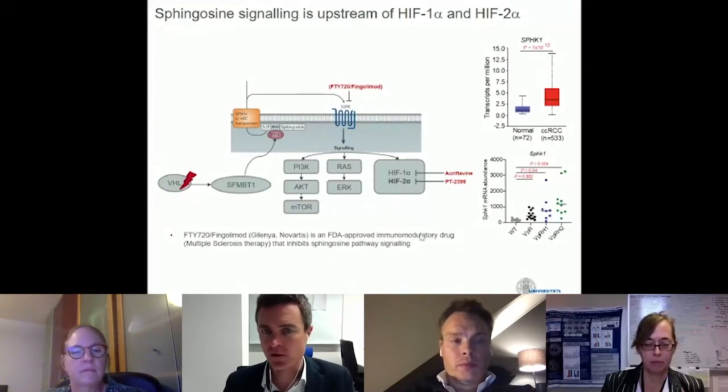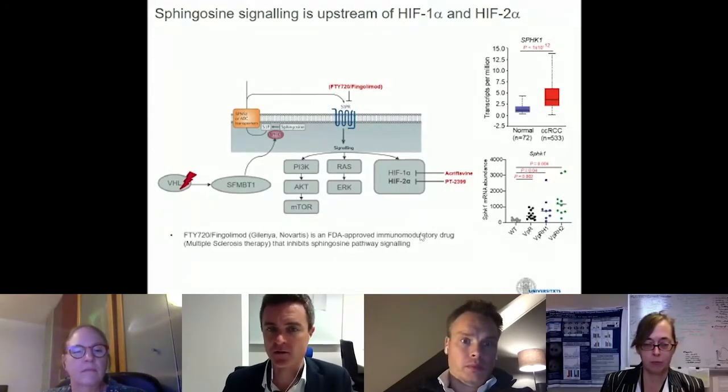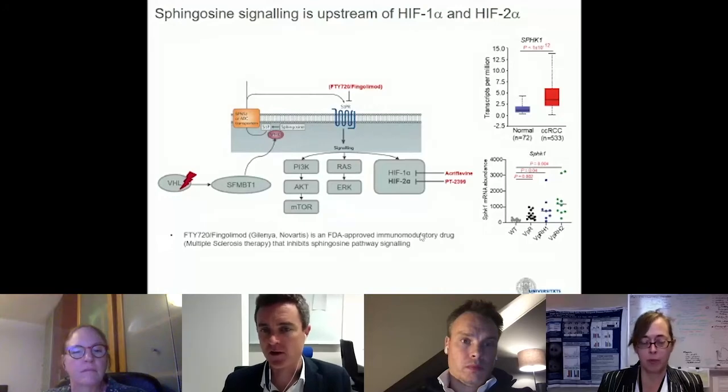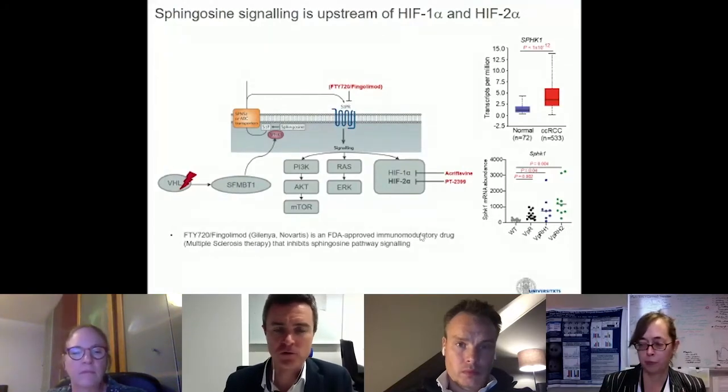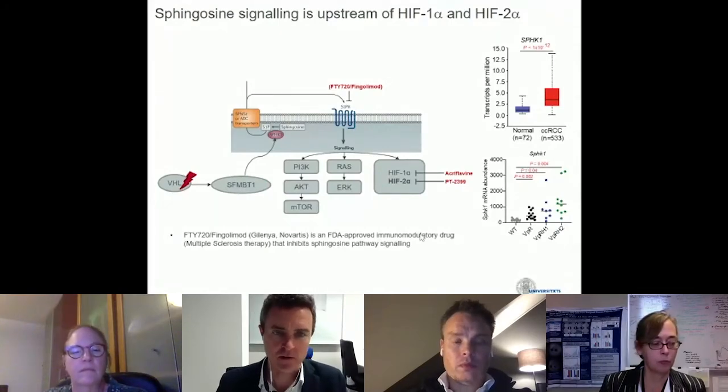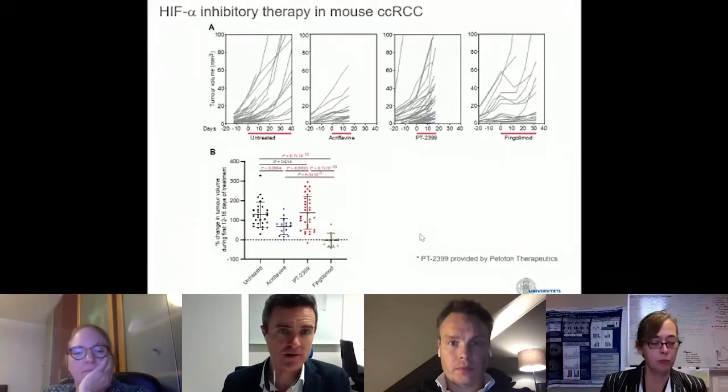And as previously alluded to, sphingosine kinase 1, you see on the right-hand panel, is upregulated in CCRCC compared to normal. And we see the same thing in the mouse model. So these three drugs listed here, acroflavin inhibiting both HIF1 and HIF2, the Peloton compound inhibiting just HIF2, and Fingolimod were the three that we tried in clinical trials in our mouse model.